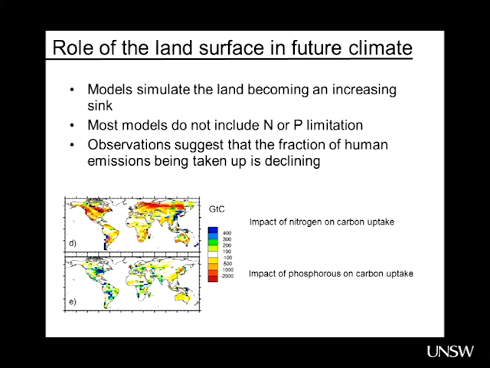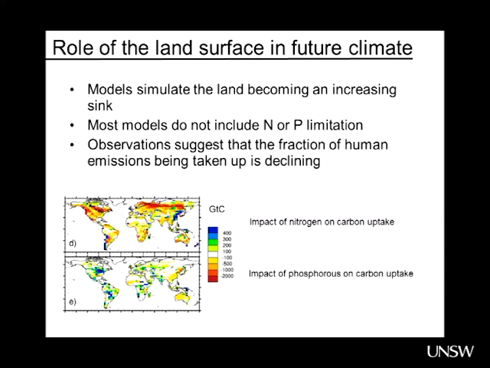The basic results from our climate models are quite different from that. So climate models tend to simulate the land surface becoming an increasing sink. This is quite important. If you do a climate projection through to the end of the 21st century, and your land surface scheme energetically sucks up carbon, there's less CO2 in the atmosphere. And that means the effective CO2 in the atmosphere is lower, so radiative forcing is lower, so the climate change signal is lower.